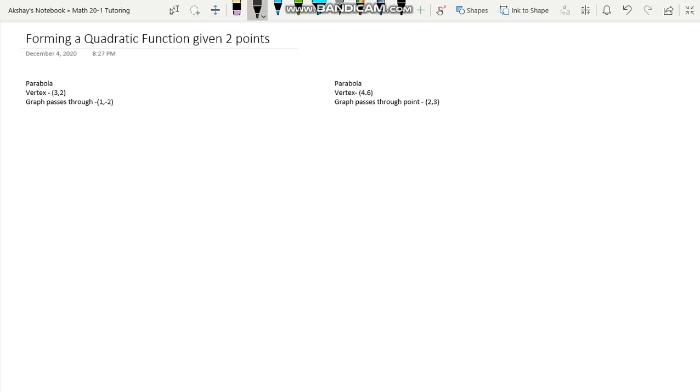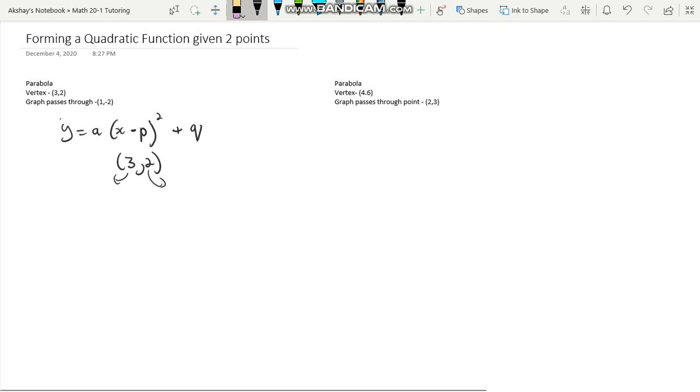So the best way to do this would be first forming it into a vertex form function. So our vertex form is y is equal to a times (x minus p) squared plus q. And given our vertex, we are given (3, 2) as our vertex. We know that the y coordinate of our vertex is 2 and our x coordinate is 3.